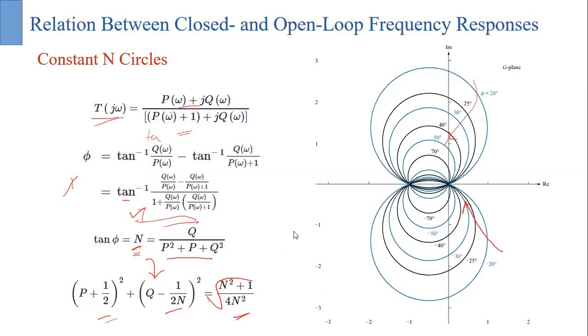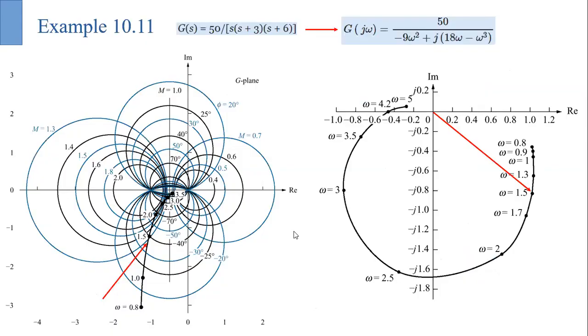Now if we have both of them together, then we have something like this. This is the constant M curves, and this is the constant N curves. So if we now plot, for this particular example, based on this equation, we figure out the value of our Nyquist diagram. So the Nyquist diagram, and then we superimpose the Nyquist diagram of the open loop system on this M and N circle. Then we try to figure out all the intersections.